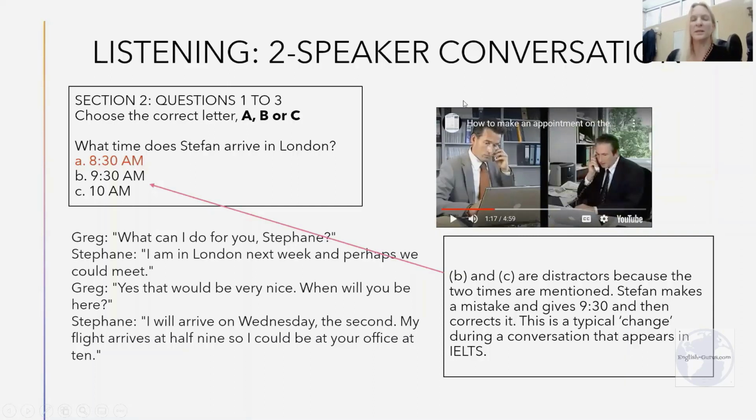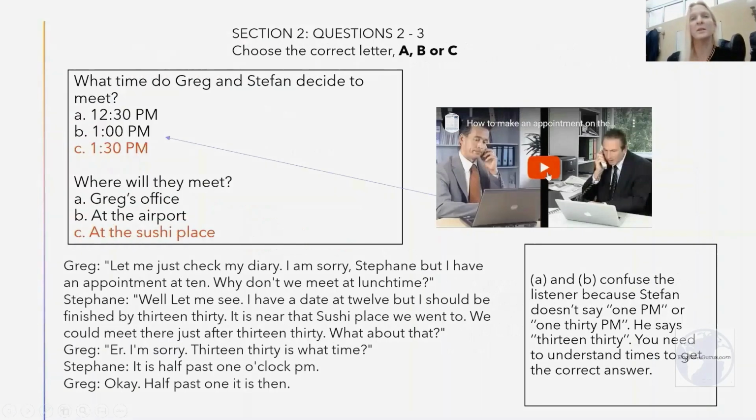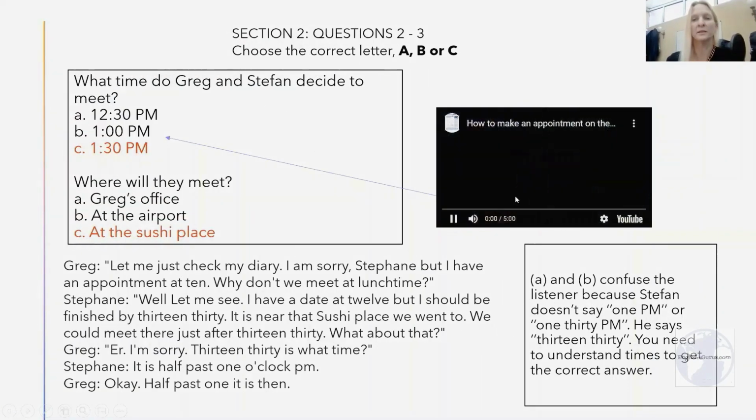Okay, so let's pause it there. And maybe you heard what happened, that initially Stefan says that he will arrive at 9:30, but in fact, he makes a mistake. The correct time is 8:30, and his colleague, Greg, corrects him on this point. So that is a typical example of what you will hear in IELTS, somebody correcting himself or somebody changing his mind. Okay, so let's listen to the next part of the conversation.